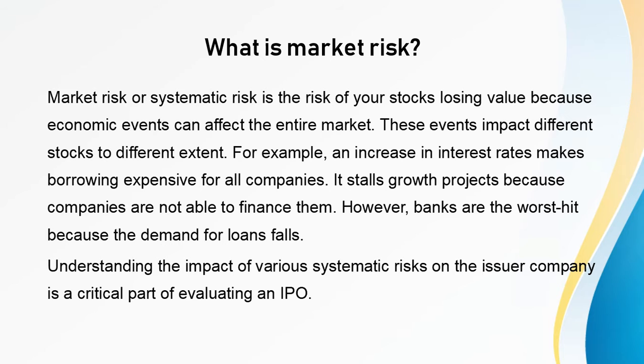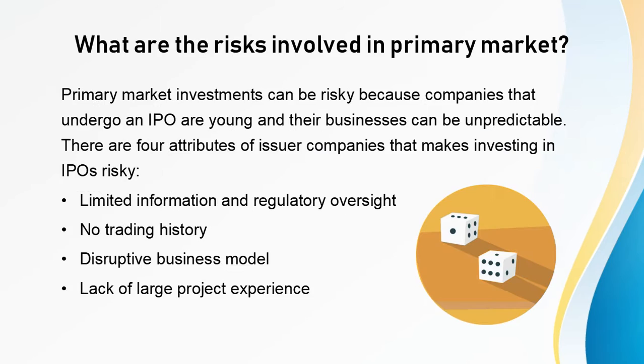For example, an increase in interest rates makes borrowing expensive for all companies. It stalls the growth projects because companies are not able to finance them. However, banks are the worst hit because the demand for loans fall. Understanding the impact of various systematic risks on the issuer company is a critical part of evaluating an IPO.